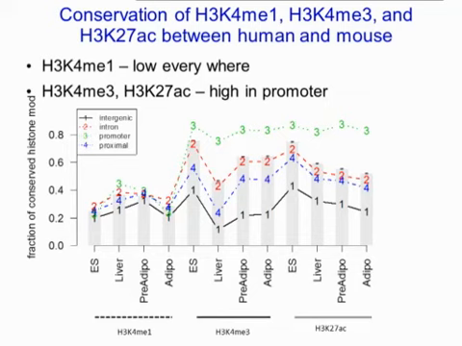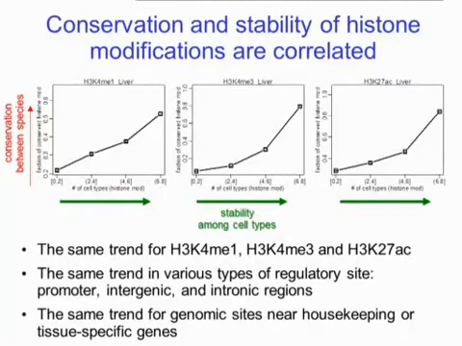What was surprising to me is that H3K27 acetylation is actually well conserved, even slightly better conserved than the promoter histone marks. So we consider their degree of conservation, and we can see that different histone marks have different degrees of conservation between human and mouse. Then we want to relate conservation and stability.